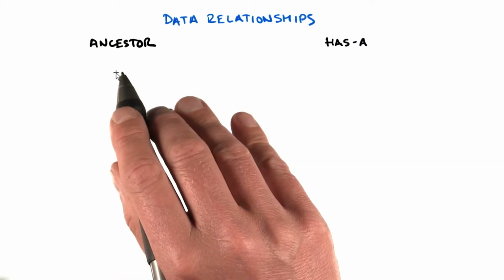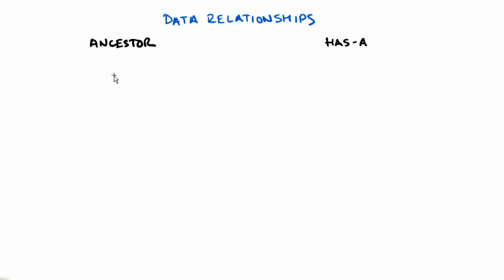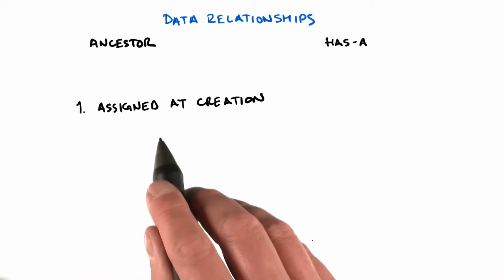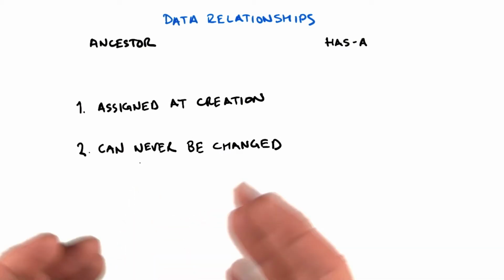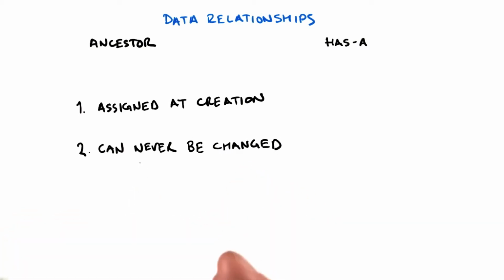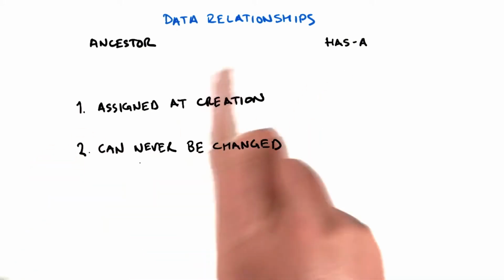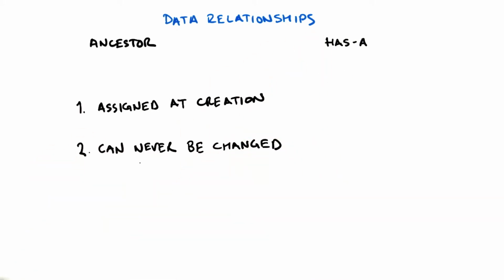There are two important rules for ancestor relationships. First of all, it needs to be assigned when the entity is created, and secondly, it can never be changed. So those are things to think about when you model an ancestor relationship. And given those rules, please note that the ancestor relationship is not the same as the assay relationship in object-oriented modeling.